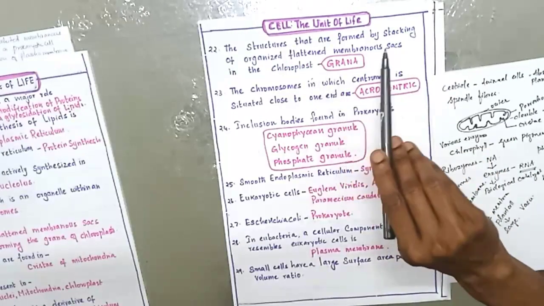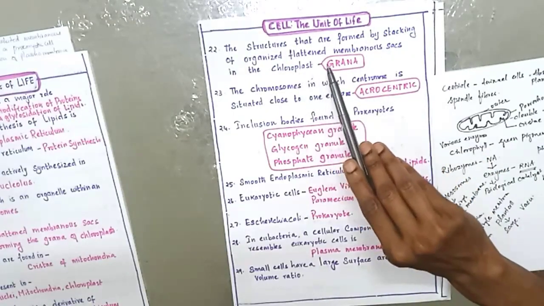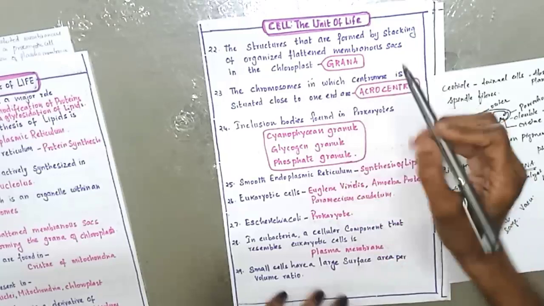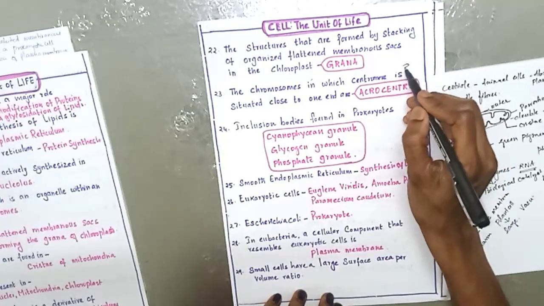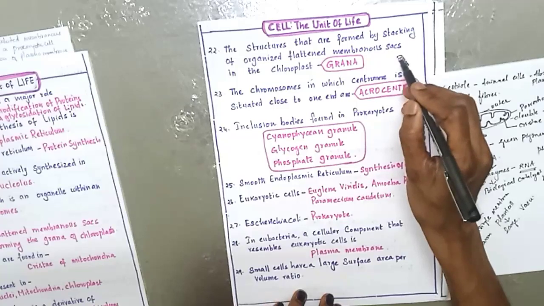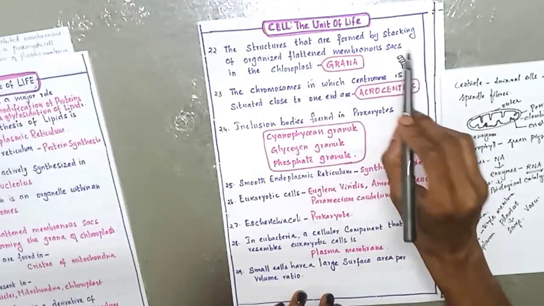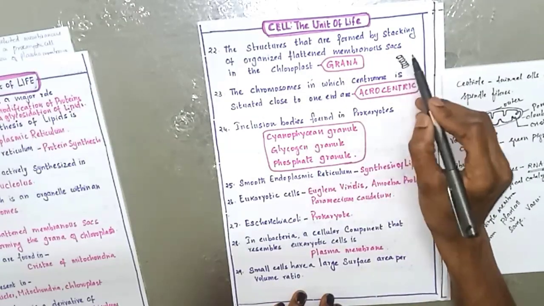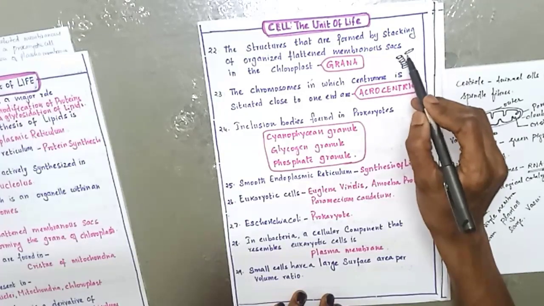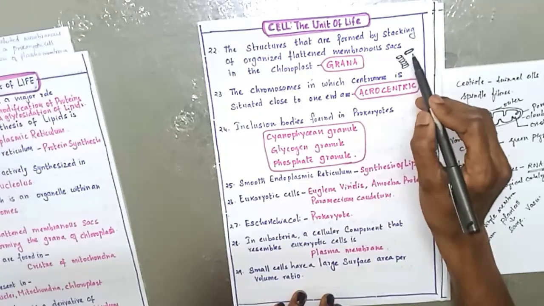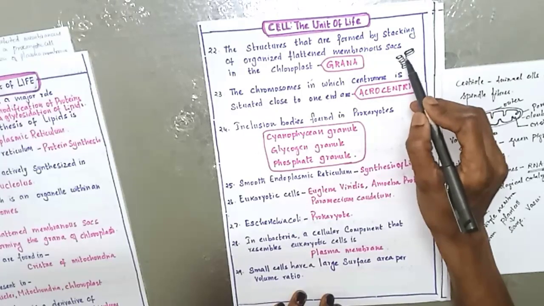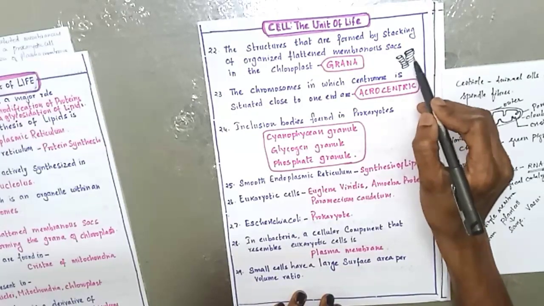The structures that are formed by stacking of organized membranous stacks in the chloroplast. Stacking means adding, suppose you arrange coins one on top of the other. So the structures that are formed by stacking of flattened membranous stacks. Flattened means like this, on both sides it will be flat. This is a membranous stack which is present in the chloroplast. You call it grana.